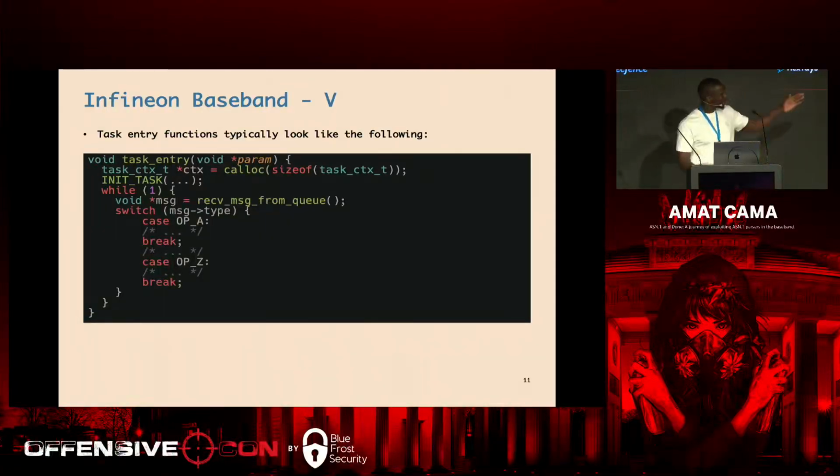It has task entry, it will allocate some context structure, initialize the task, and then it'll enter a while loop that will just receive messages from a queue and process them in some kind of way. And this is how the different tasks communicate with each other. They'll put stuff on a task queue and retrieve messages from their queue that other tasks have posted for them.